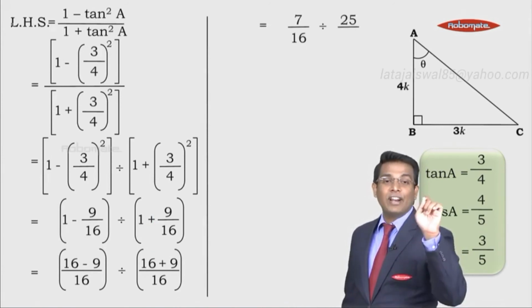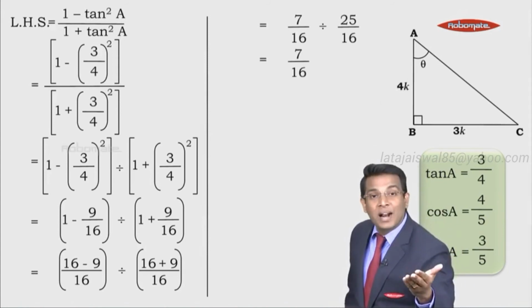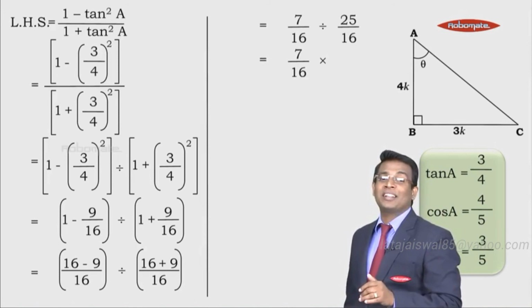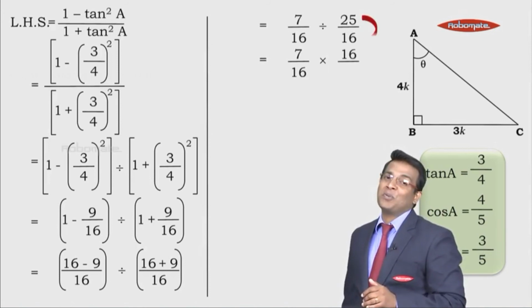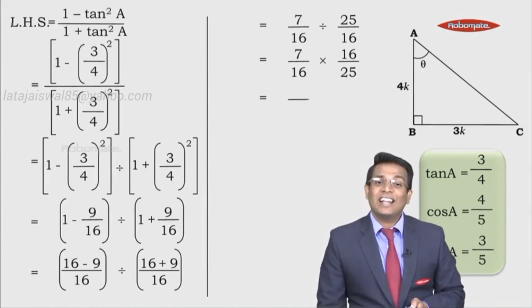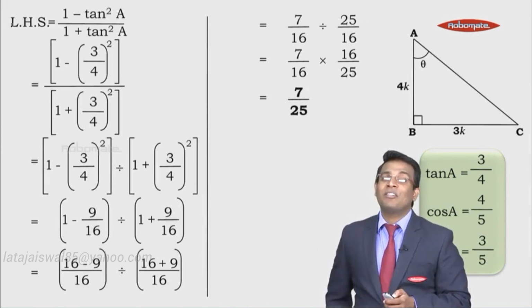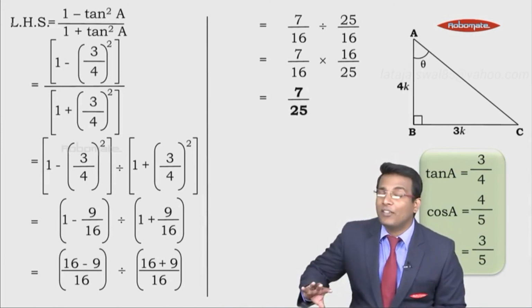Now divided by, we have 25 by 16. Now in the next step, division will become multiplication. So we are going to take the reciprocal. 16 goes in the numerator, 25 comes in the denominator. And now here 16 and 16 will get cancelled. So we'll get it as 7 upon 25. So we got the value of the left hand side to be 7 upon 25.